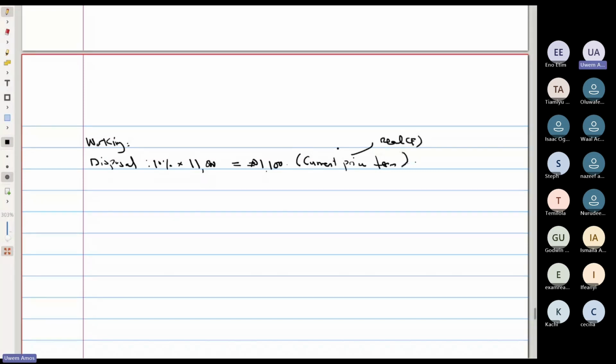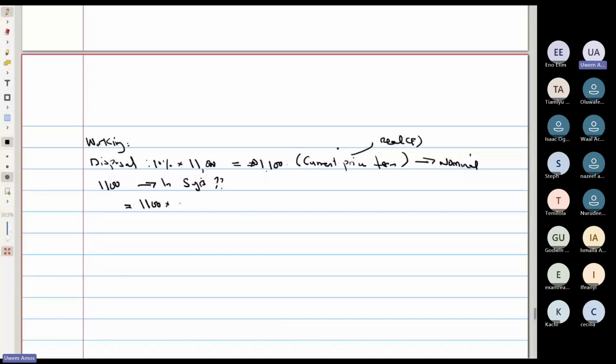So we need to move it from real to nominal by applying inflation, because that's what we do when we're moving from real to nominal. We just apply inflation. So let's apply inflation to that. So now it is 1.1. So what will be the value in 5 years from now? Very easy. We apply inflation for each of the years.